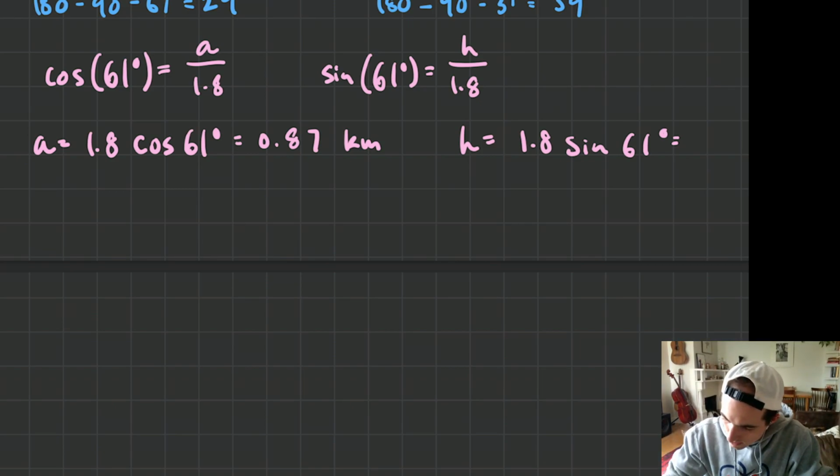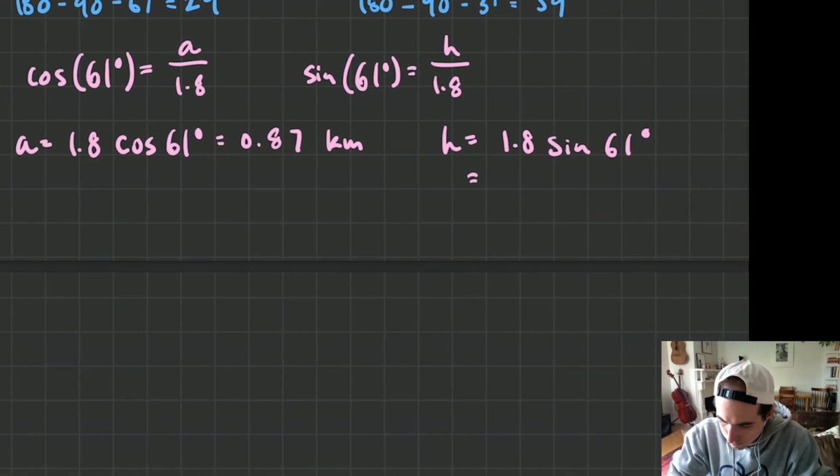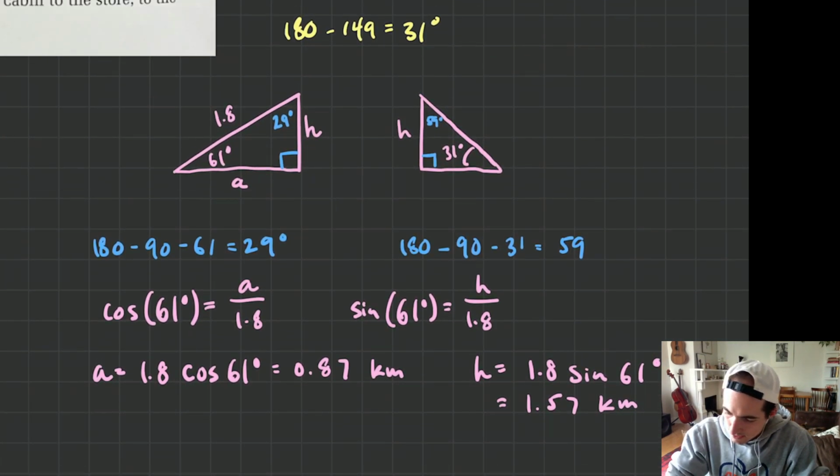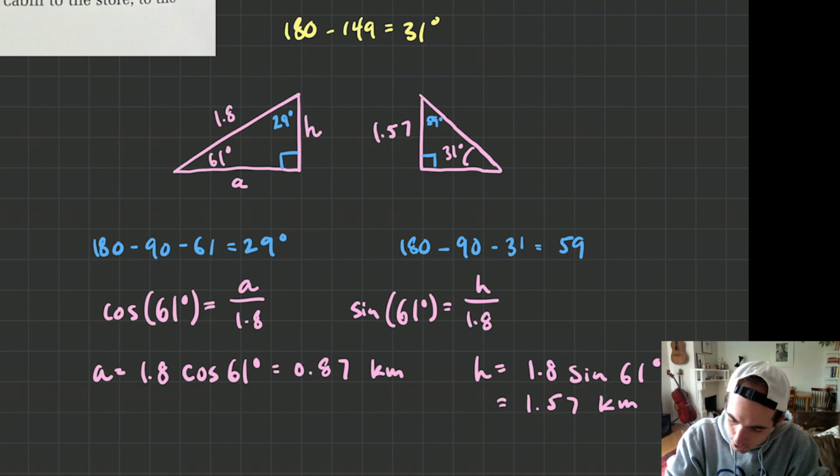So I'll put that over here, 1.57. Okay, and that's kilometers. So there you have it, there's the height. So that means that this over here is now 1.57 kilometers. So now I can use that information to get this side right here. Pretty neat, eh? So there's this side right here.